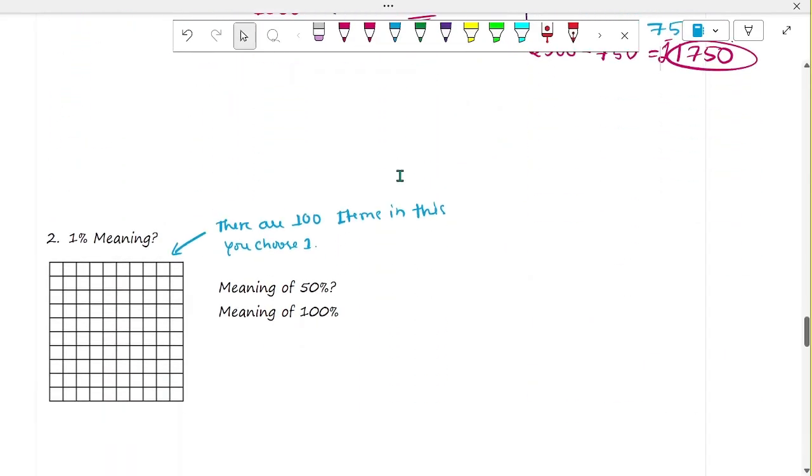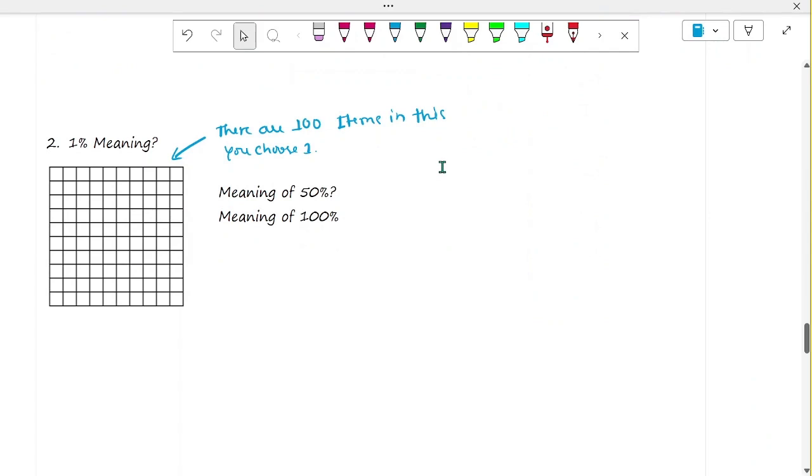Now we'll go to the next question. This is to explain what exactly is the meaning of 1%, 50% and 100%. You just try to see this part. Imagine there are 100 boxes and you need to shade 1% of the given boxes. So you will be shading only one box, and then it becomes 1% shading. And if you are asked to shade 50% of these given boxes, then you will be shading 50 boxes of 100, this way.